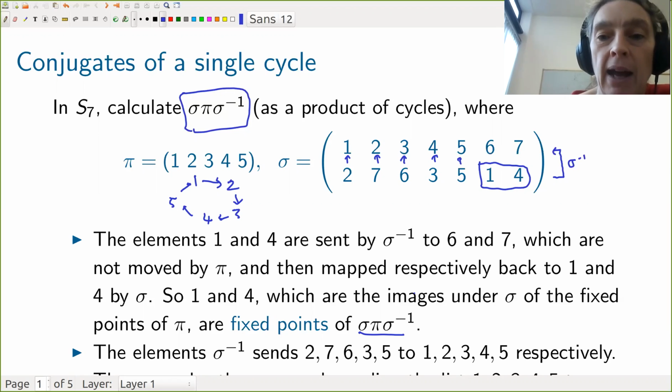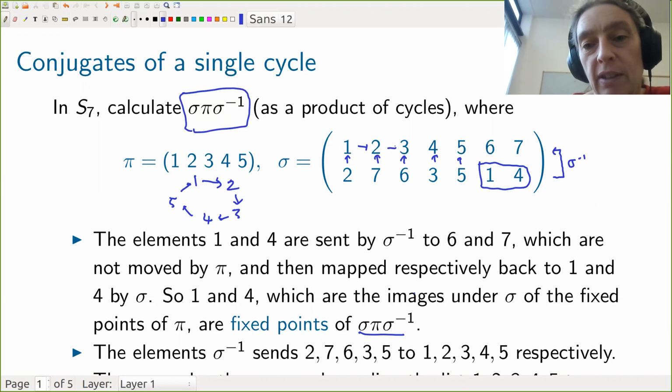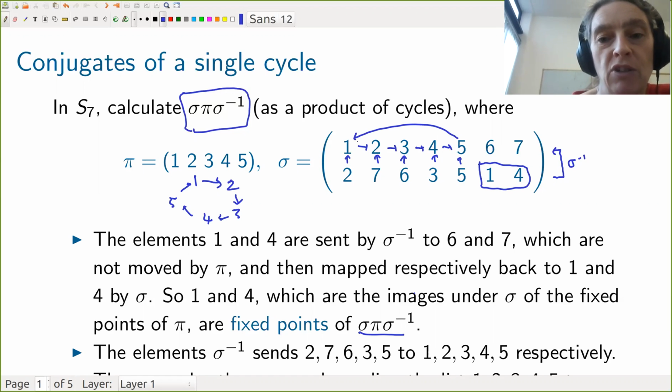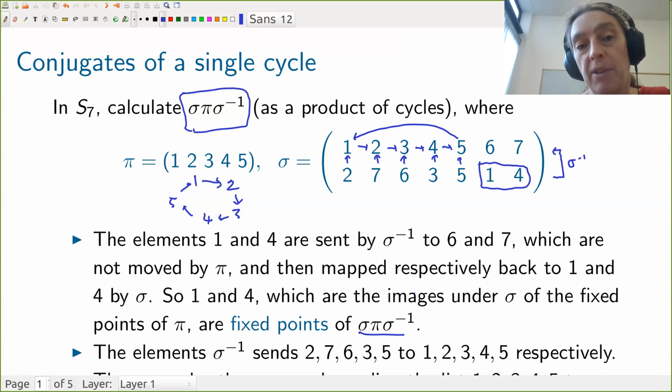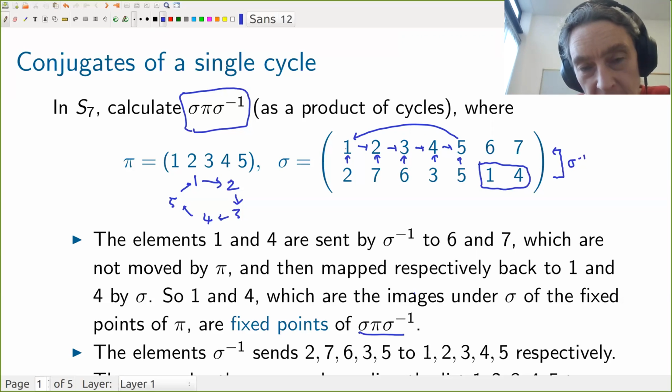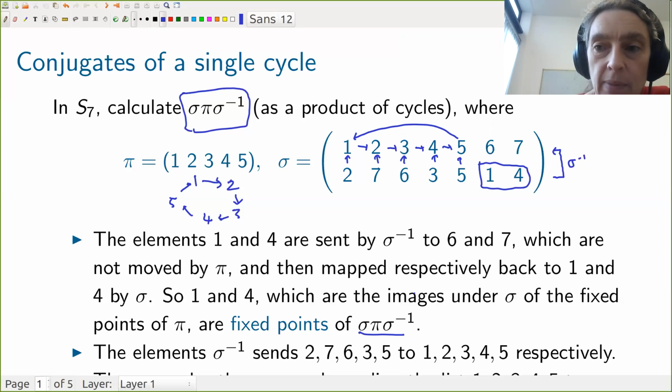That's fine. Then pi cycles those elements around, taking 1 to 2, 2 to 3, 3 to 4, 4 to 5, 5 back to 1, and then sigma just drops them back down again. So if we look, for example, at what happens to 2 under the composition sigma after pi after sigma inverse, 2 gets lifted up to 1 by sigma inverse, then it gets carried along to 2 by pi, then it gets dropped down to 7 by sigma. So overall, 2 goes to 7.